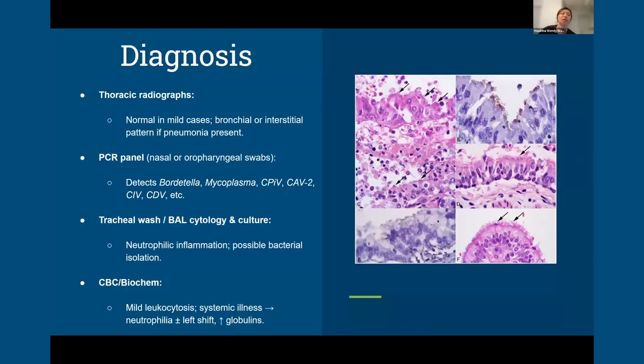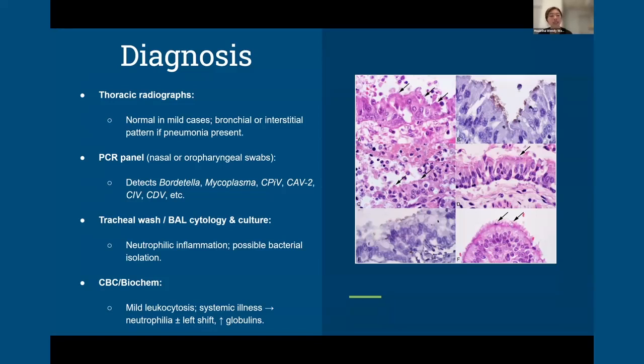Diagnostics: with thoracic radiographs, we often can't see too much, especially for mild cases. But if they progress to pneumonia, obviously we'll be able to see some bronchial or interstitial pattern. For a PCR panel, sometimes we use a nasal or oropharyngeal swab, and that can detect Bordetella, Mycoplasma, canine influenza, canine distemper viruses, etc.